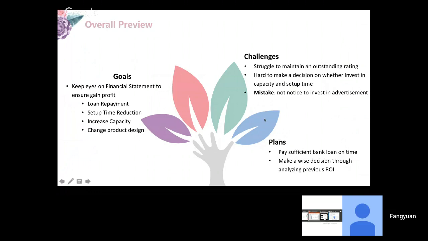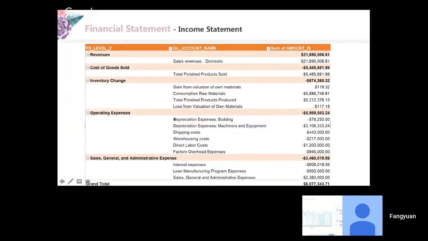For our plan, we will pay sufficient bank loan on time and make wise decisions through analysis of previous return on investment. As seen from this income statement, we have combined a total of 18 rounds of simulation together and get a number here. Our total net income is more than 6 million. It is a really good achievement.